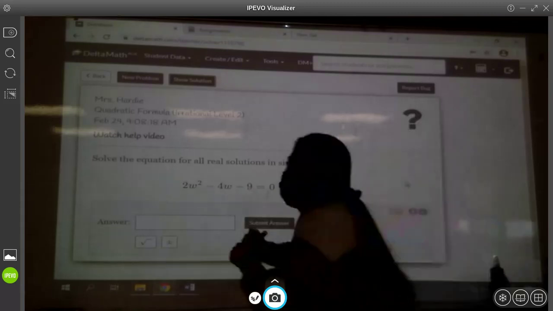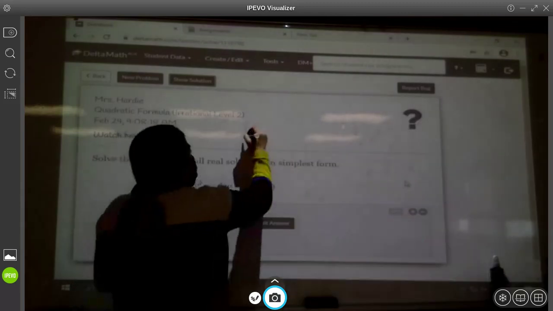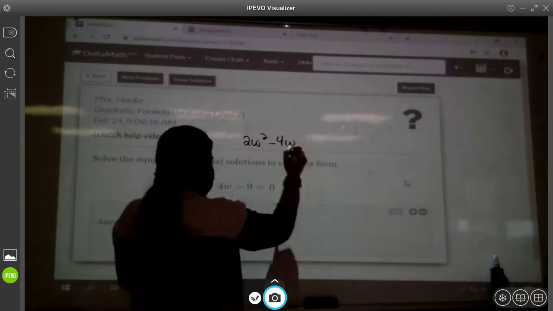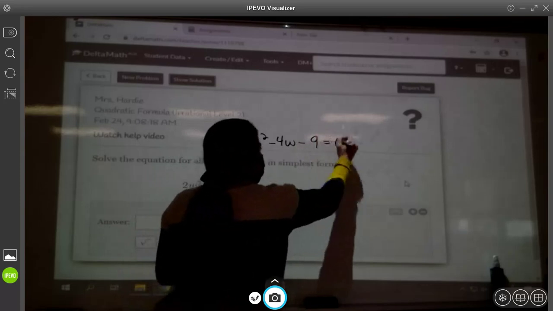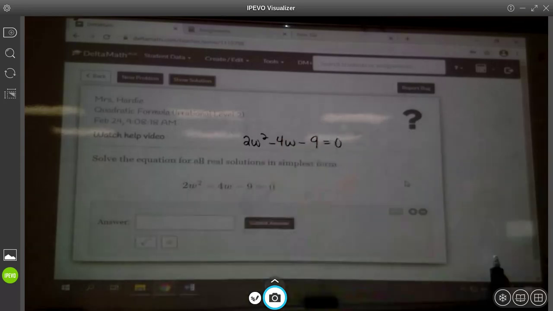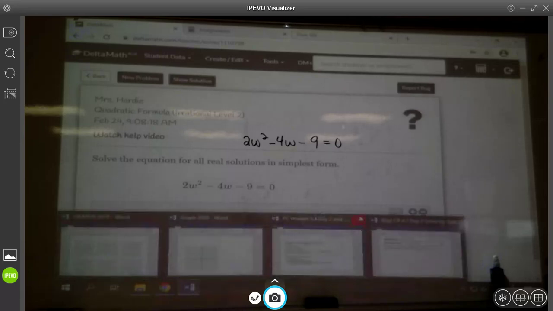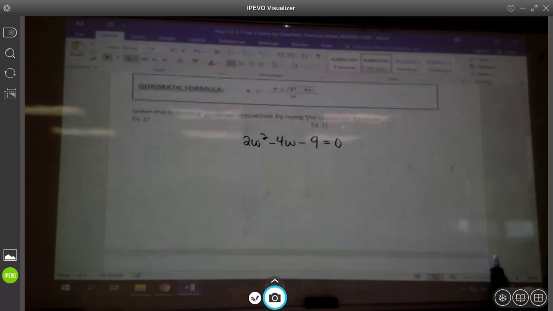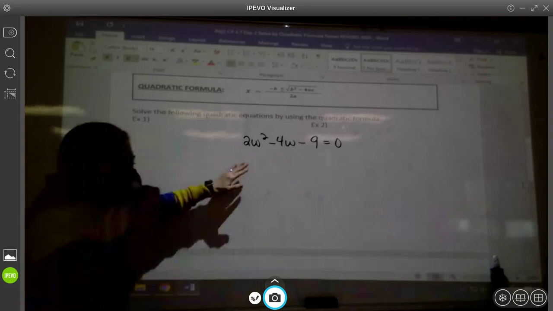So let's try and solve this one. Let me write it down, and then I'm going to go back to the notes. 2w squared minus 4w minus 9 equals 0. Let's try that one. All right, so there it is. So guys, there's our quadratic equation.